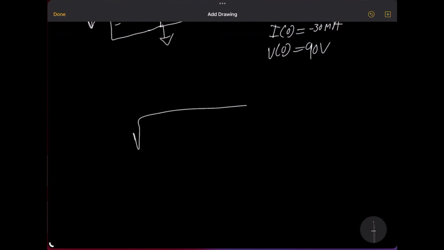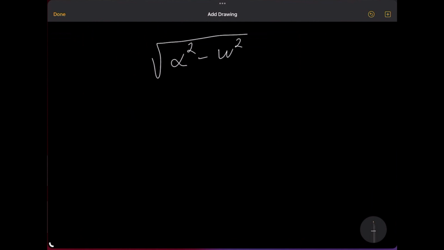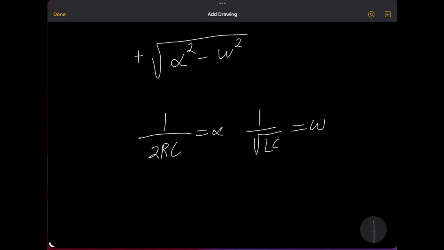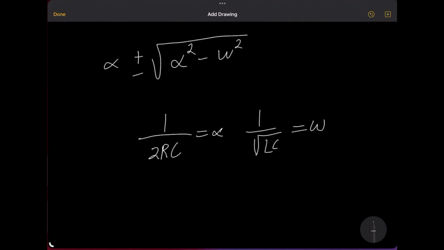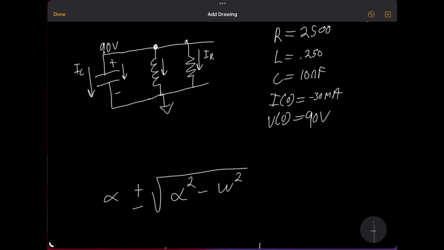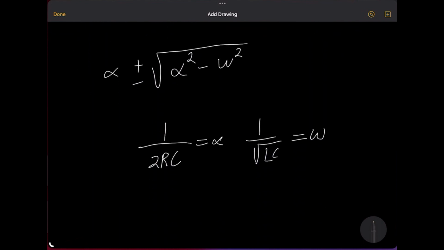Square root of 1 over 2RC. Well, hold on, let's not do it that way. Let's do root of alpha squared minus omega naught squared. Alpha is 1 over 2RC, and omega naught is 1 over root LC. The roots are minus alpha plus or minus the square root. Okay, so let's figure out these values really quick. Let's plug them into a calculator. We're dealing with 1 over 2 times R, 2500, times the capacitance.